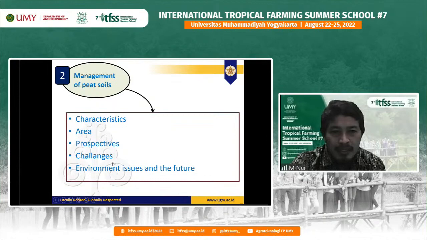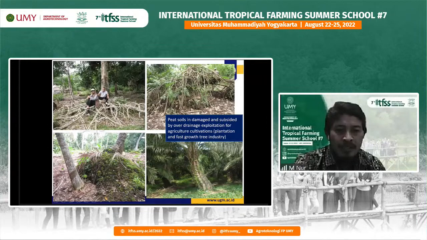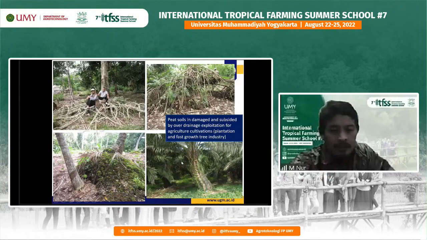And then the second one is peat soil. I want to talk about its characteristics, area, prospective challenge, and also environmental issues. This one is a bad experience of using peat. You can see this one has subsided by over-drainage. Exploitation for agriculture and cultivation in this area is rubber, and then coconut and also palm oil, and also we have more than fast-growing tree industry for pulpwood.